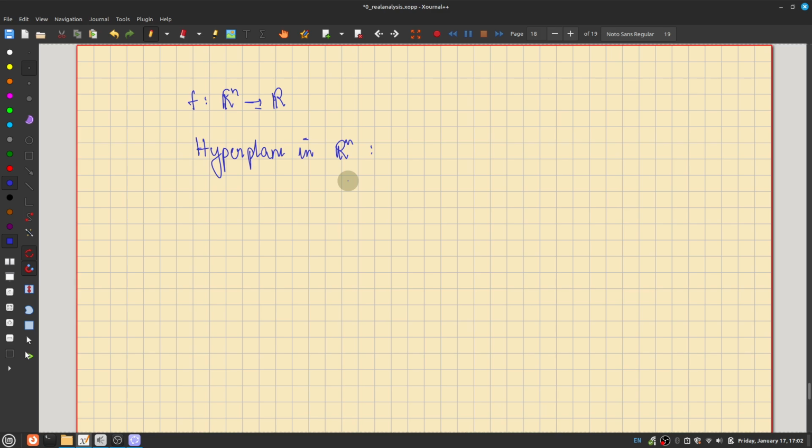We'll define this in two different ways, one slightly more general than the other. Essentially, a hyperplane you can think of as just a linear function, or an affine function. So you have f of x equal to A transpose x plus b. This defines a hyperplane.